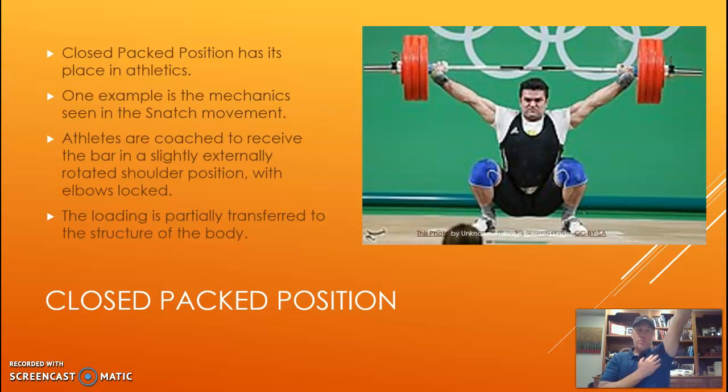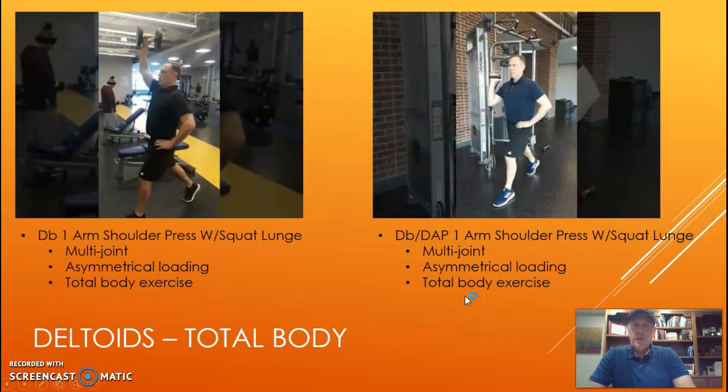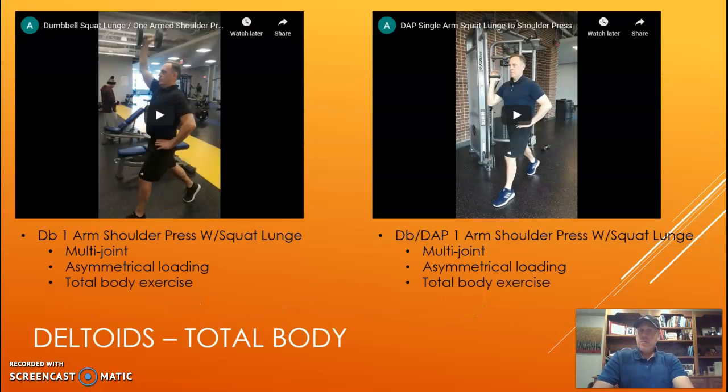Those athletes are taught to lock those elbows out, make a pillar, and have that weight rest on that pillar, and it's nice and strong structurally, and it's not as much muscle as this structure of the body. So deltoids again, but we have a multi-joint exercise here. So we have a lot going on upstairs and a lot going on downstairs.